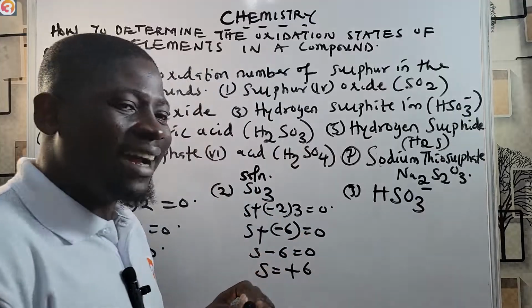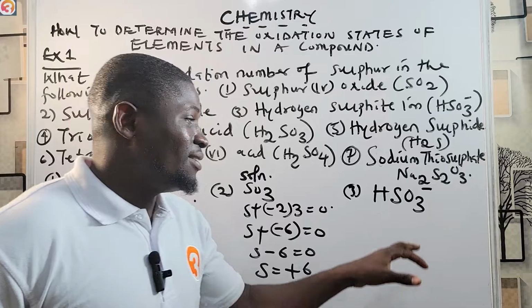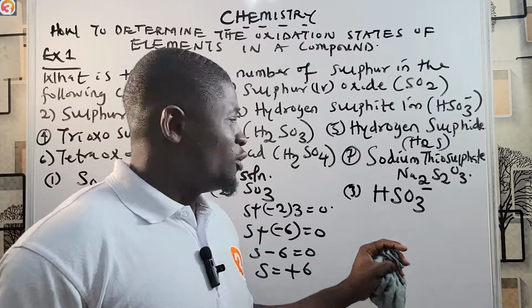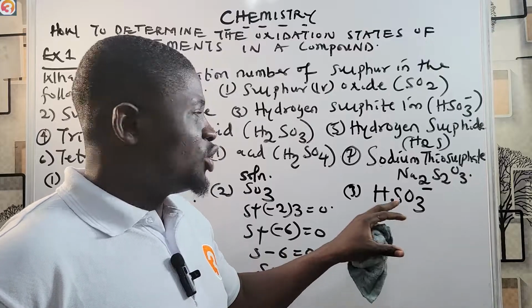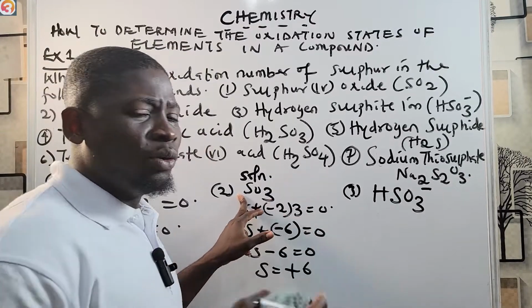They say this is a radical, right? This compound here has a charge on it. This is a radical. So now, if I have to find the oxidation number of sulfur, it will be different for this. So we have to apply both Rule 2 and Rule 3 to it.